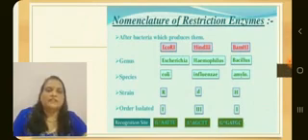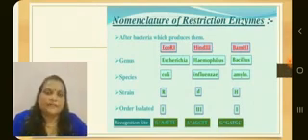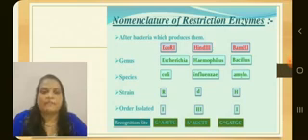Now, we will discuss the nomenclature of restriction enzymes. EcoR1, HindIII, BamHI, these are the names of restriction endonucleases. These are the names of enzymes. The first letter indicates the genus of bacterium from which the restriction enzymes are obtained. For example, EcoR1. E indicates Escherichia, the genus.